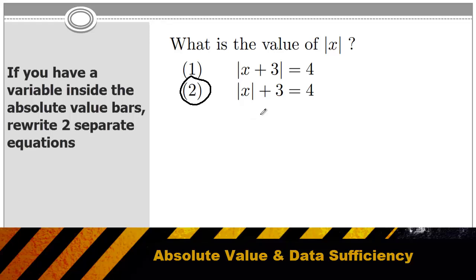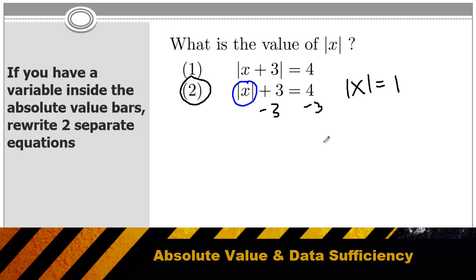For statement 2, there are really two ways that I could approach the information they give us. The easy way would be to simply subtract 3 from both sides, and I'm left with the equation that the absolute value of x is equal to 1. And that would obviously answer my question. Or I could follow steps I followed in statement 1 and break what's in the absolute value bars into a positive and negative. So I get two separate equations.